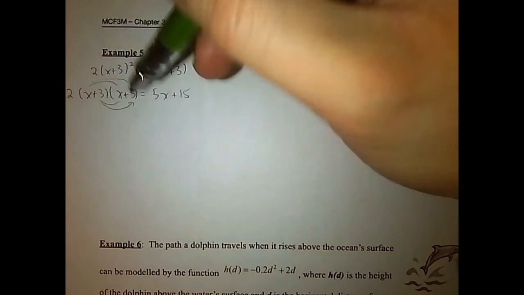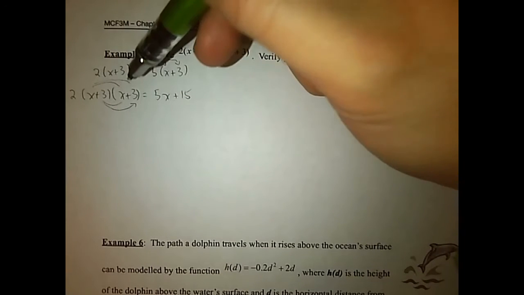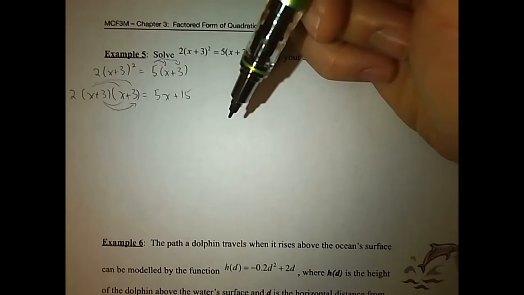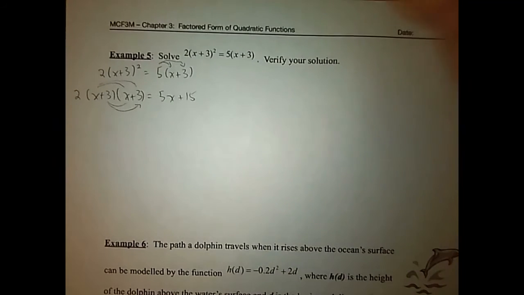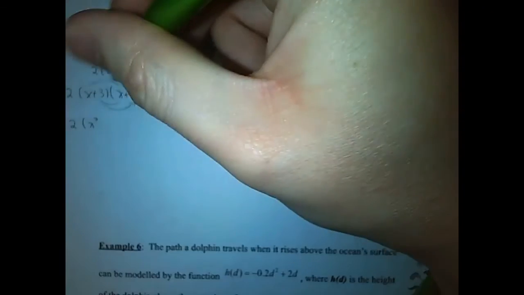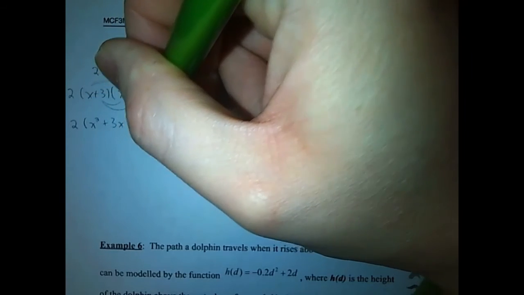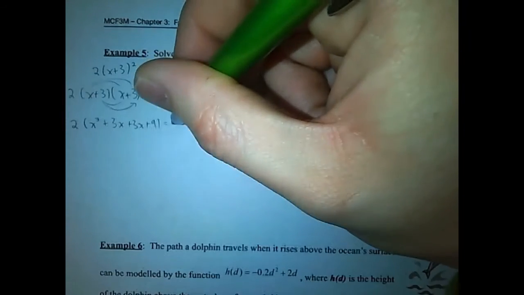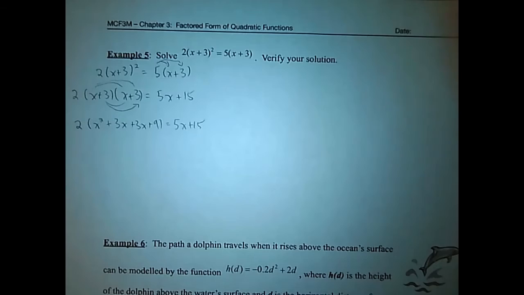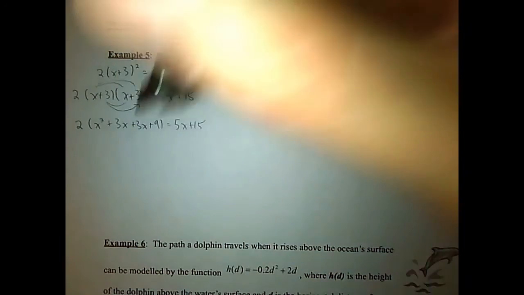And if we had trouble with this in chapter 2, well, we're going to be seeing it for this section and probably the rest of the chapter as well, and the course, so we have to know how to do that expanding by FOIL. So we get x squared plus 3x plus 3x plus 9 is equal to 5x plus 15. I can collect these like terms here.